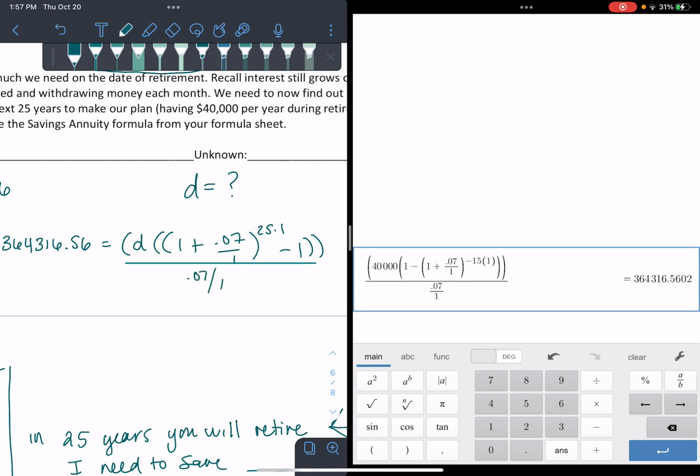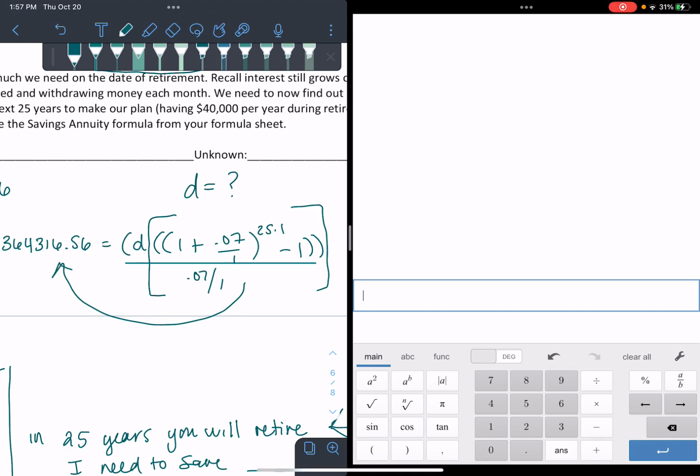As we've done several times, if I'm solving for D, I can take all of this and divide it. So I'm going to do that. So let's go ahead and write that in. 364,316.56 all goes over, and then I'm literally going to type all of that stuff in the brackets. So that's going to be parentheses, parentheses, 1 plus 0.07 over 1 raised to 25 times 1.